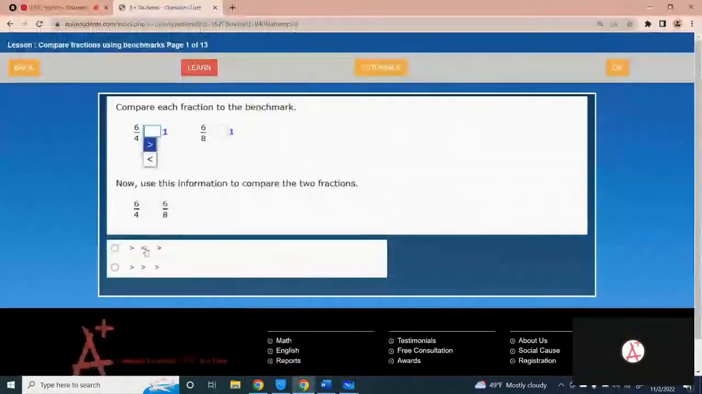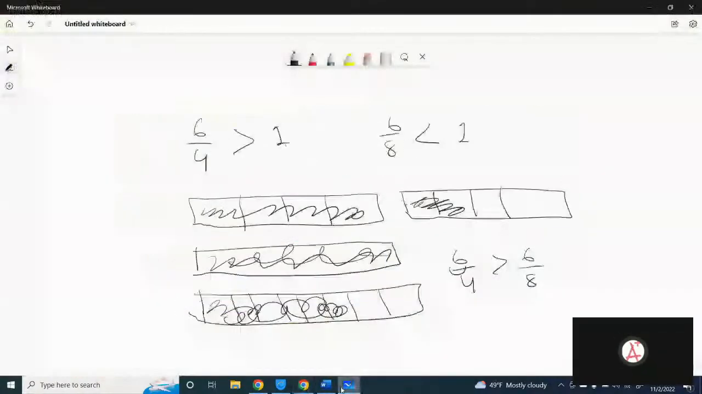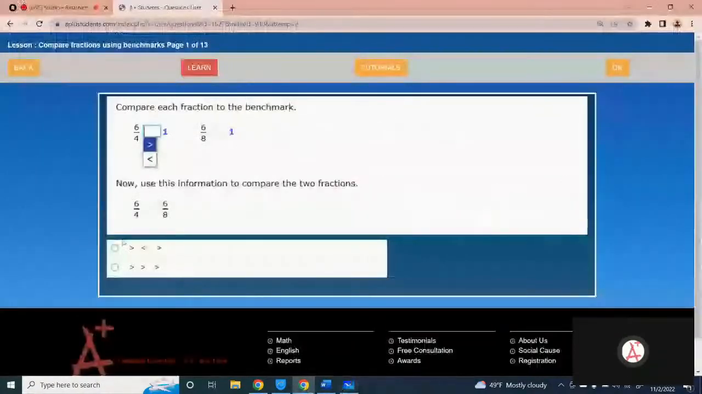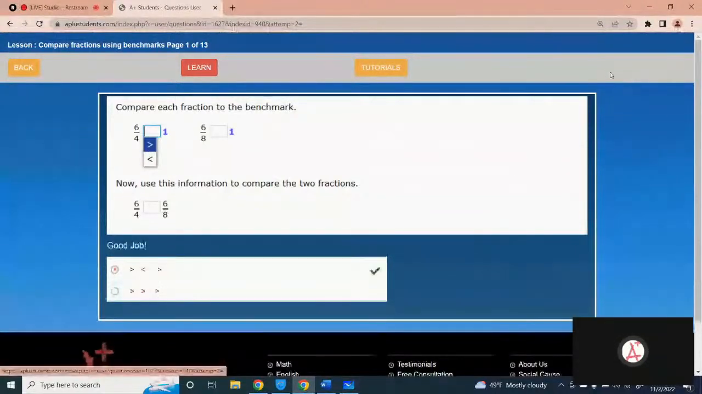So it would be greater, less, and greater. This one is greater, less, and greater. 6 by 4 is greater than 1. 6 by 8 is less than 1. But 6 by 4 is greater than 6 over 8. Got it? Okay.